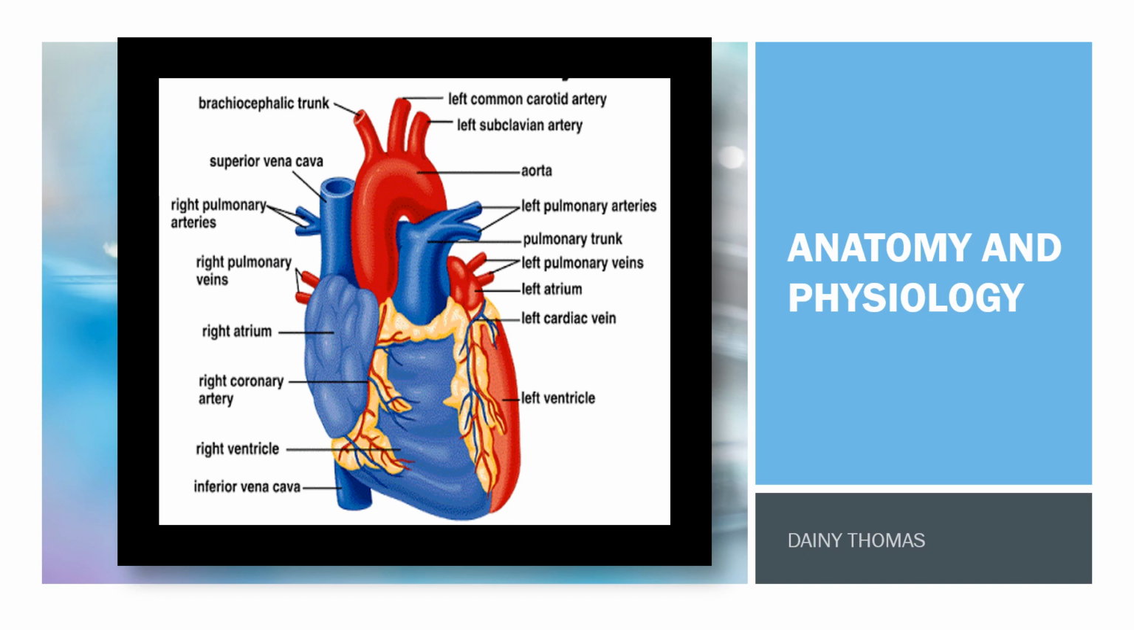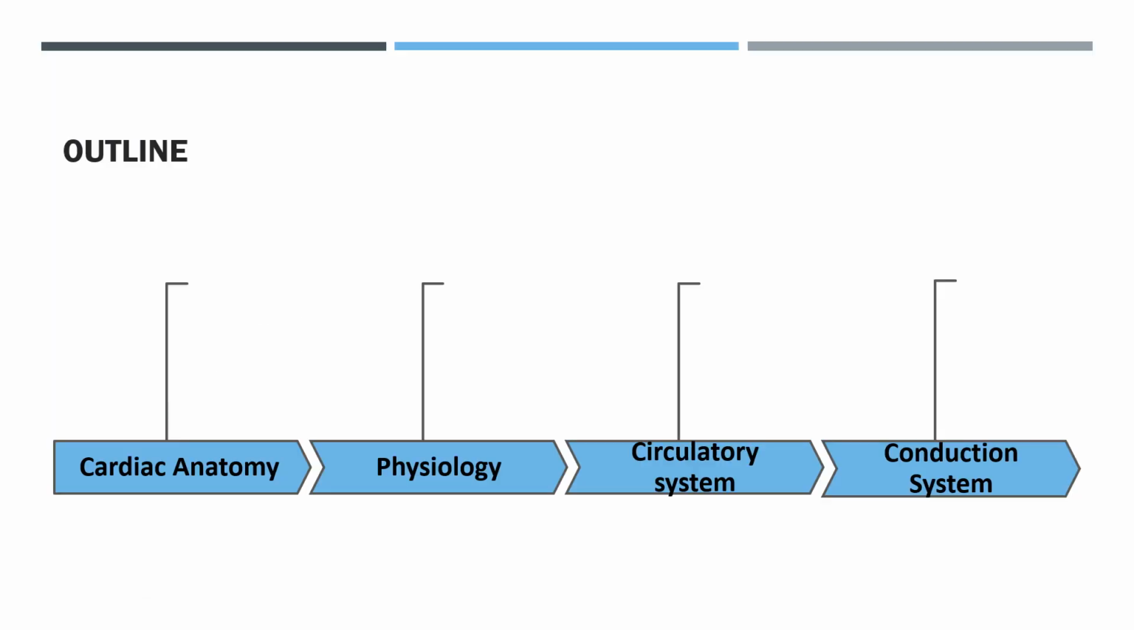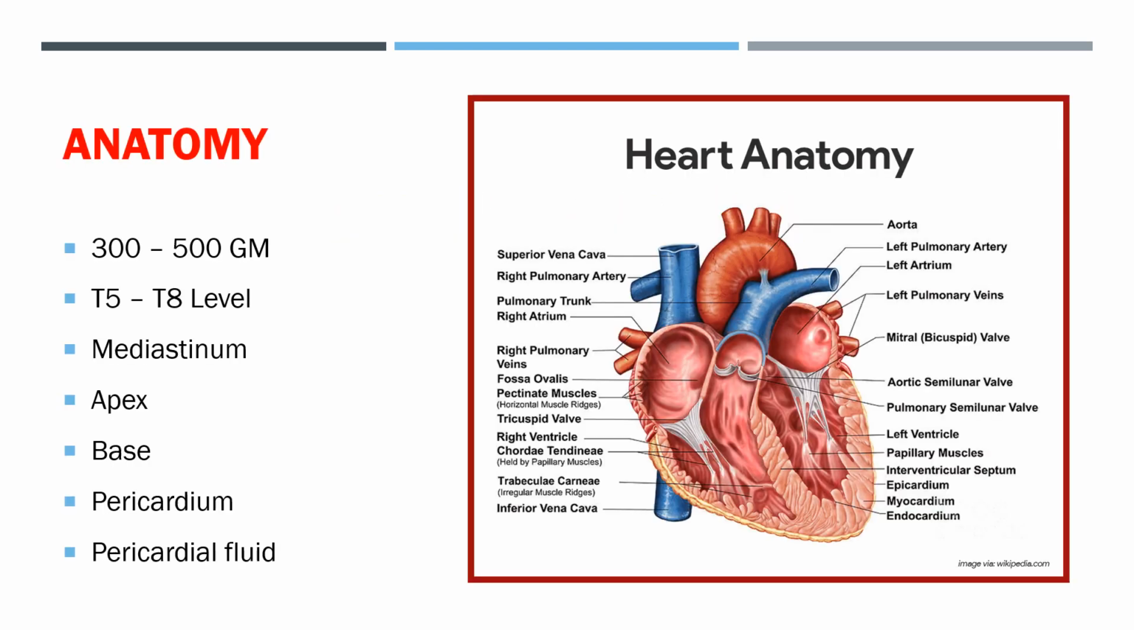In today's class, we'll be discussing cardiac anatomy and physiology. In short, I'll be dealing with cardiac anatomy, physiology, the circulatory system, and the conduction system. The heart is a hollow muscular organ situated in the mediastinum at the level of T5 to T8, and it weighs about 300 to 500 grams. The size is around 12 cm by 9 cm by 6 cm.